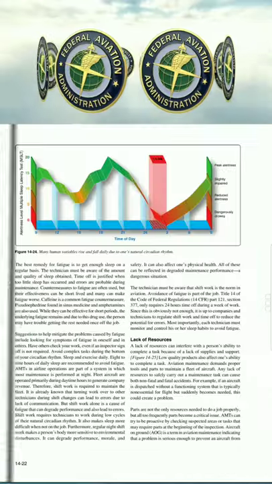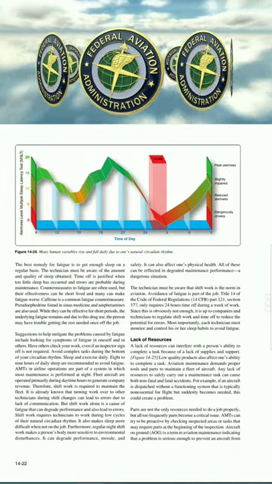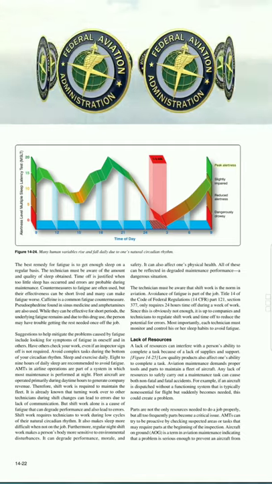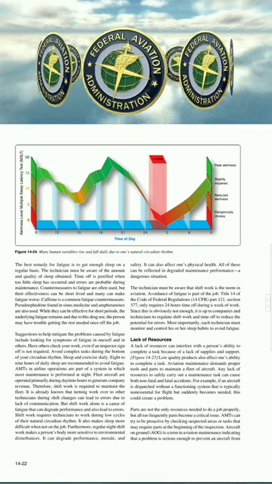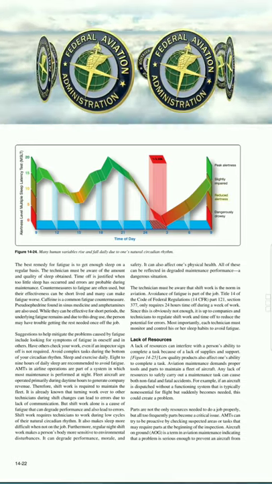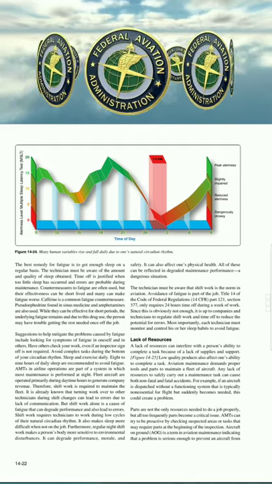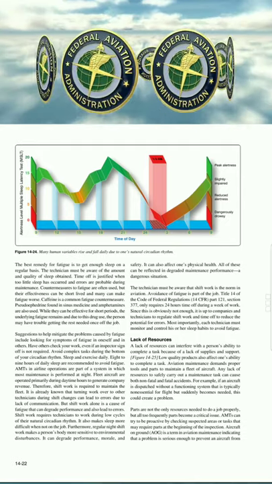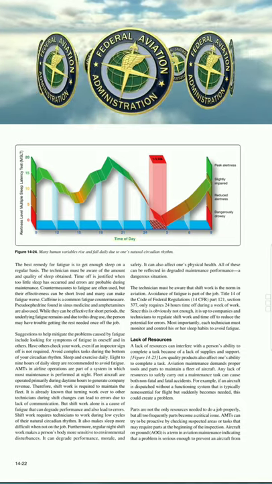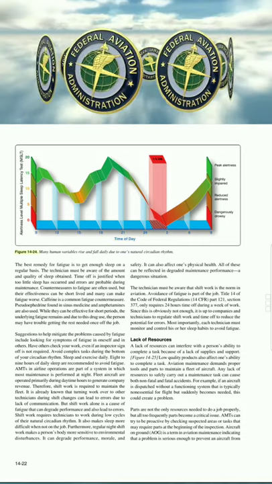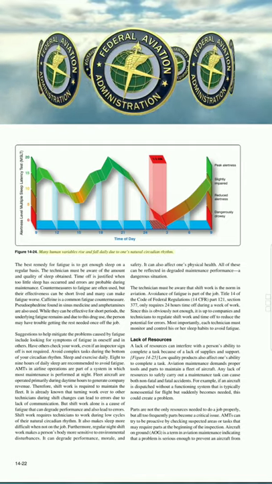Figure 14-24. Alertness Level, Multiple Sleep Latency Test, MSLT. Peak alertness; slightly impaired; reduced alertness; dangerously drowsy, plotted against time of day. Many human variables rise and fall daily due to one's natural circadian rhythm.